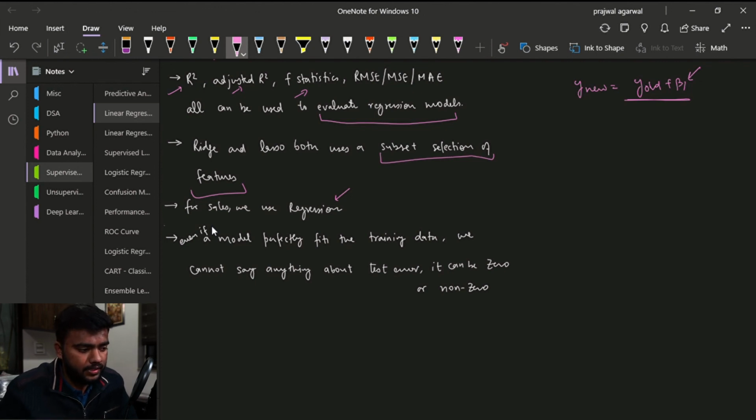And the last and very important point, and very good point, is that even if your model is perfect on the training data, even if your model is showing 100% accuracy, we just cannot say that our model is not going to have any error.